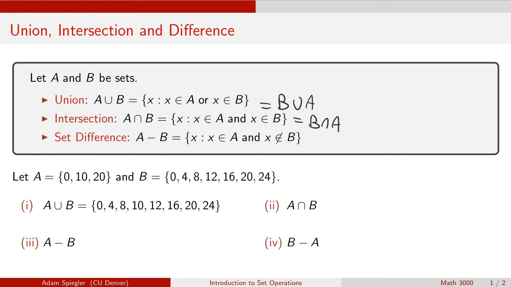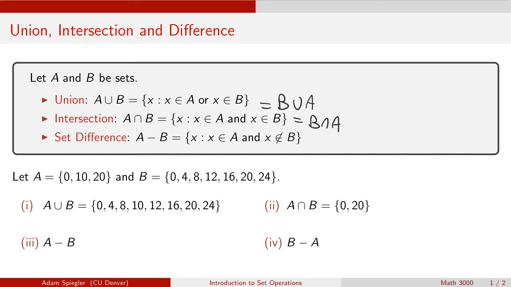Okay, in 2, we're looking at the intersection of A and B. So this symbol means intersection of A and B. And for this one, we'd be looking for what are all of the elements that are in A as well as in B. So the 0 is in A and 0 is in B, so it is going to be in the intersection. 10 is in A, but it's not in B, so it is not in the intersection. 20 is in A, and 20 is in B, so that is in the intersection, and that's it. So all of these other values that appeared in B but didn't appear in A are not going to be in the intersection.